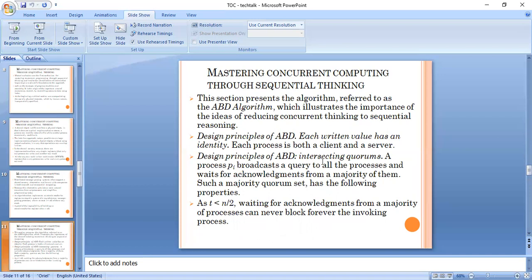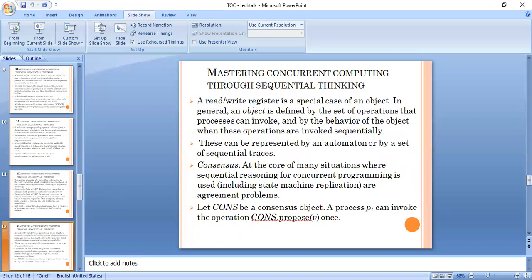Design principles of ABD. Intersecting quorums: a process Pa broadcasts a query to all the processes and waits for acknowledgements from a majority of them. Such a majority quorum set has the following properties. As t < n/2, waiting for acknowledgements from a majority of processes can never block forever the invoking process. A read or write register is a special case of an object.